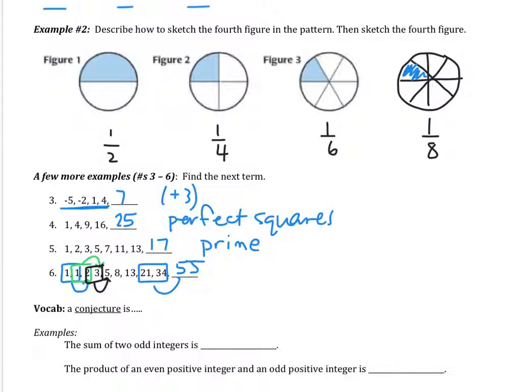All right, so a conjecture. A conjecture is basically a statement or a conclusion. It's an observation, okay? So let's say that it is an observation. So our conjecture, okay, for like the ones above would be like, oh, we're adding 3 each time, or it's the perfect squares, or it's the prime numbers. That's our observation, okay, that we're drawing that conclusion.